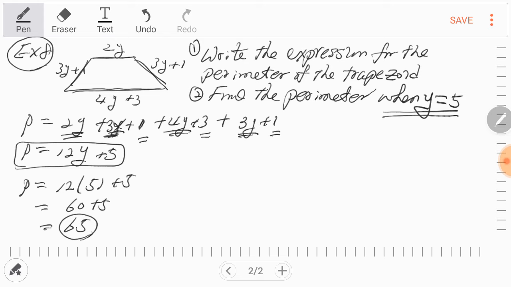Okay, so when we add or subtract polynomials, make sure to remove the parentheses and combine the like terms.